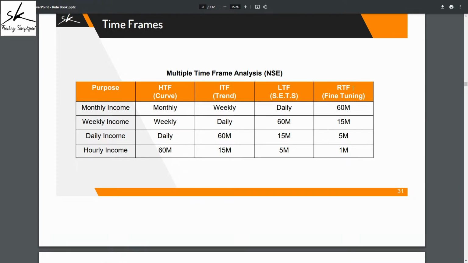Now mind it, this table which is on page number 31 is specifically for the Indian NSE market, because this market is only open for 6 hours and 15 minutes.